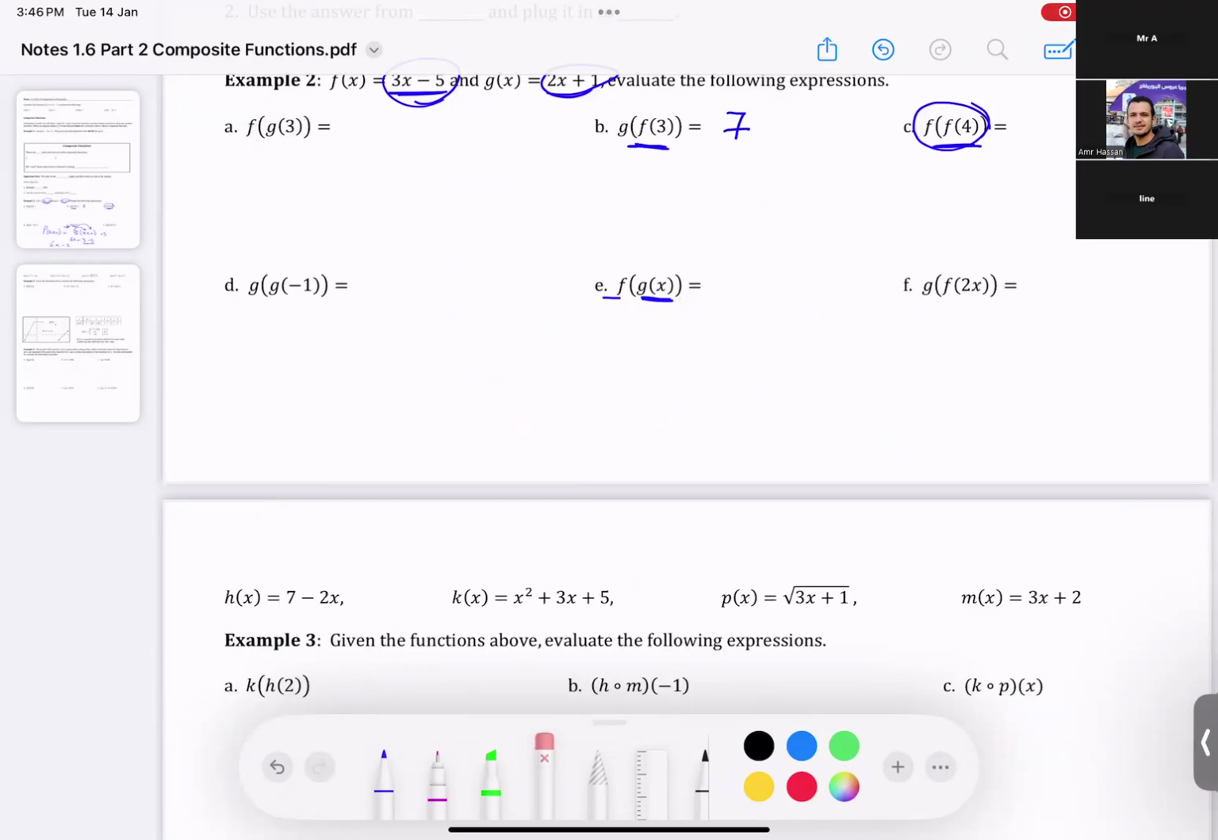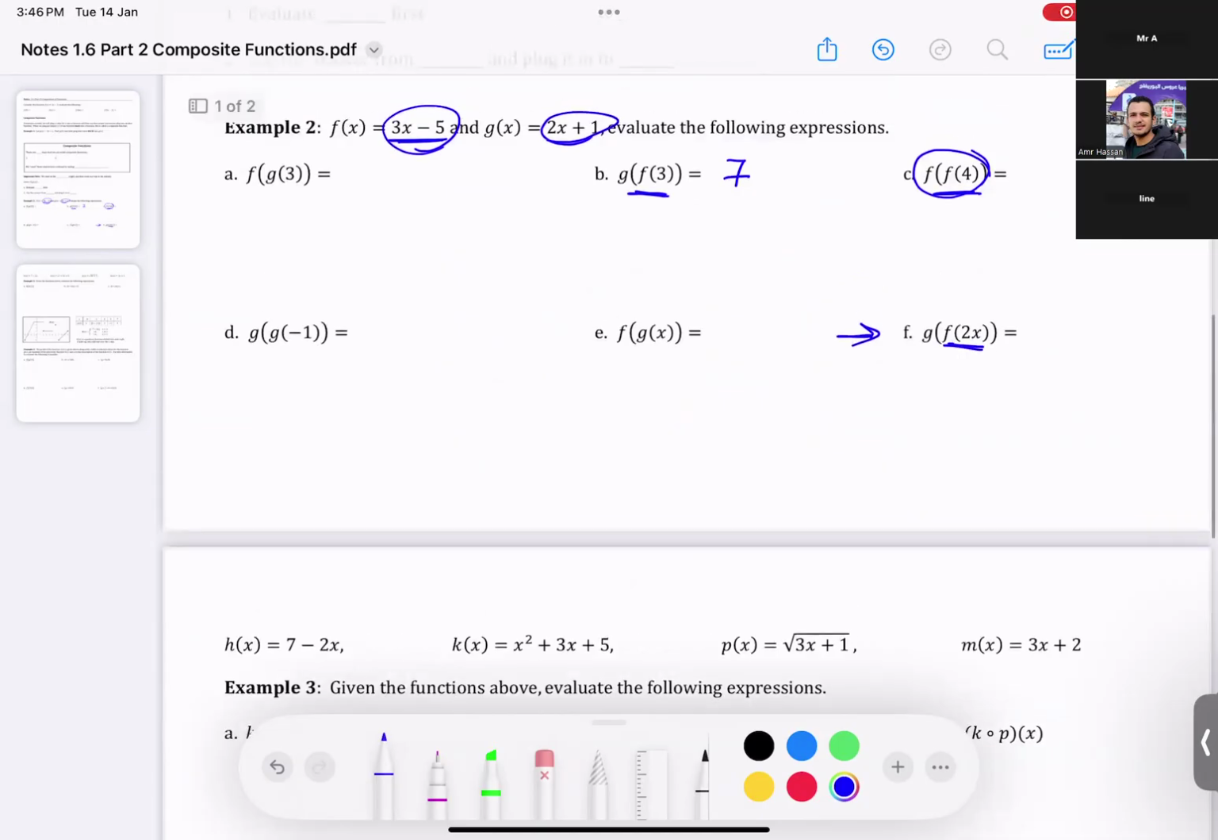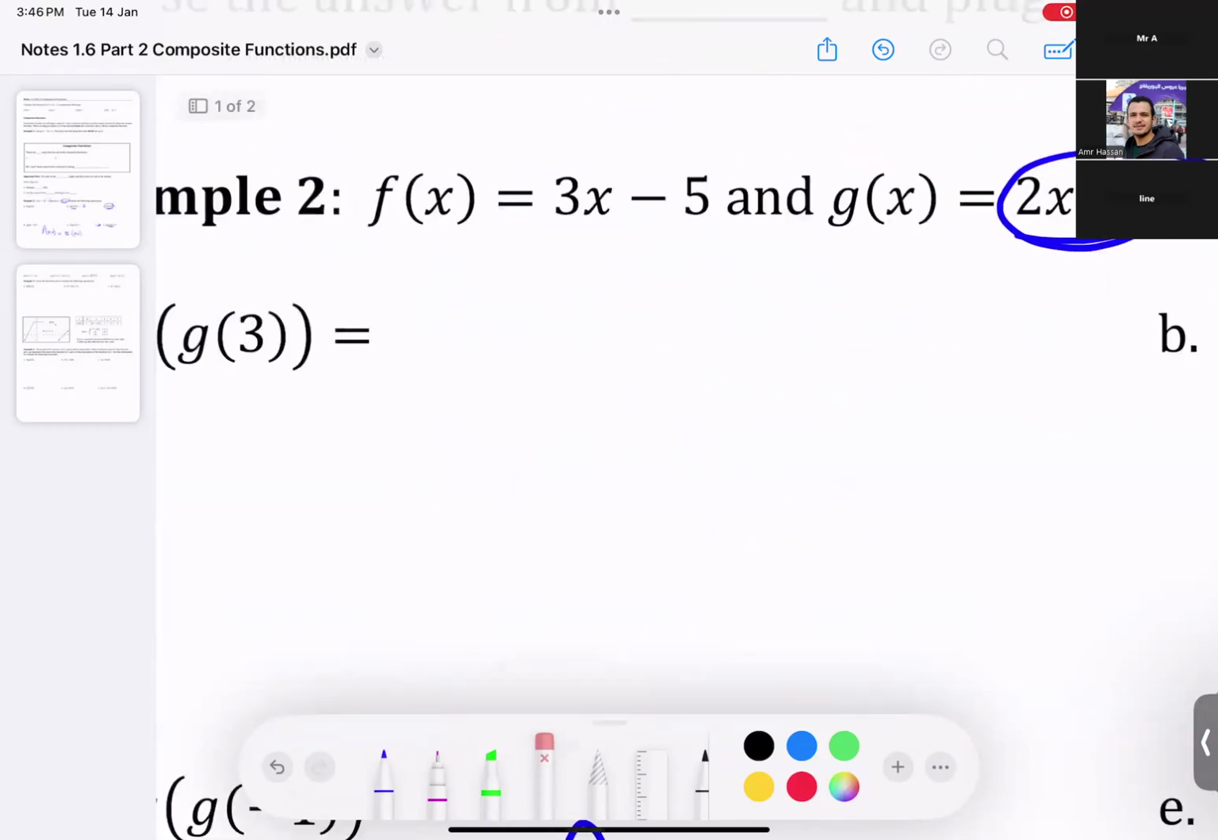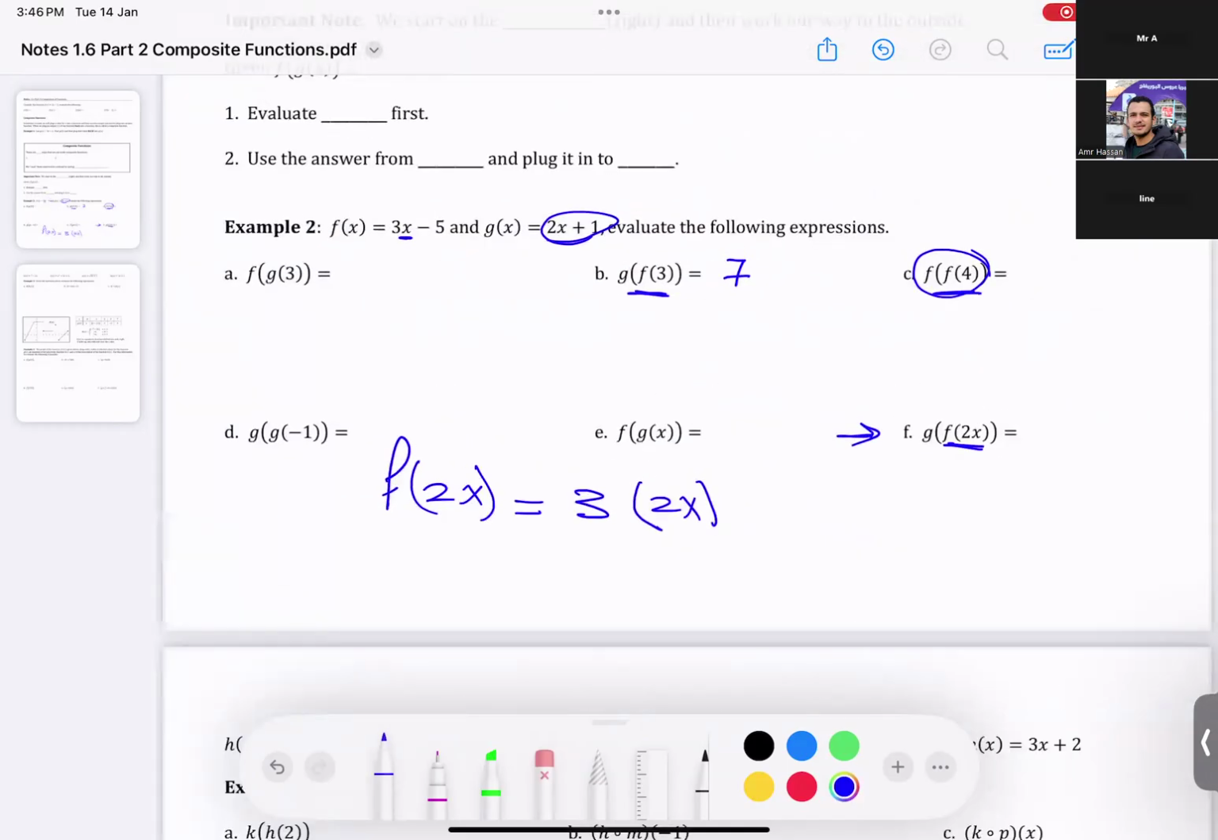Let me go a little bit further to something else. This one. Now, what is g of f of 2x? So it makes sense. I need to start with f of 2x. I need to find out what is f of 2x. So let me write f of 2x. I need to write down the function, which is 3x minus 5, but let me write 3 multiplied by 2x because I was trying to replace this part with 2x minus 5. So this one's going to be 6x minus 5, right?